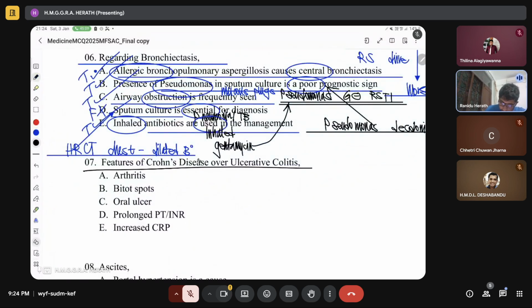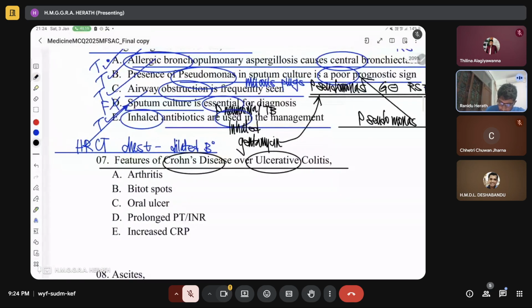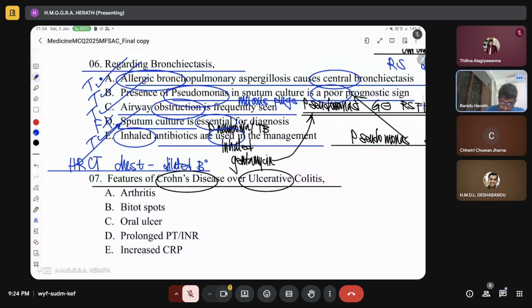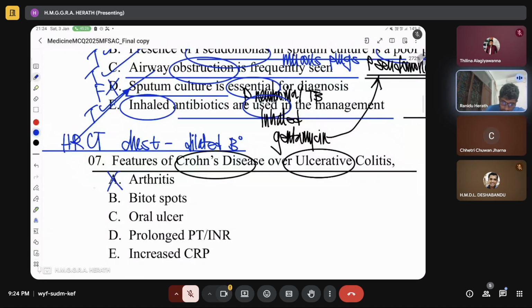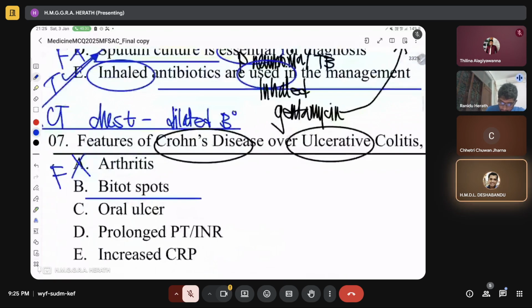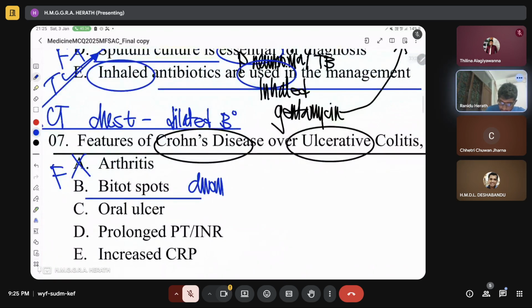Features of Crohn's disease over ulcerative colitis. Arthritis: does it come in Crohn's disease or ulcerative colitis? Both. Extraintestinal manifestations occur in both, not only Crohn's disease. This is false. Bitot spots. What is Bitot spots? Vitamin A deficiency, due to chronic vitamin A deficiency. Is it more common to get in ulcerative colitis or Crohn's disease?